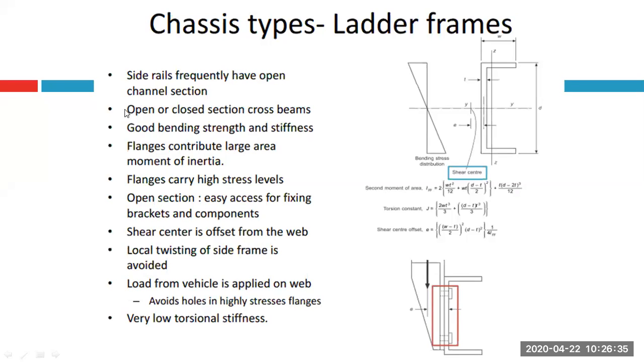So you can either use open or closed sections for cross beams. We have seen in the previous slide that you can have a closed section also, which is maybe rectangular in shape, or if required, you can even use an open shape. It depends upon the requirement of your chassis, right?